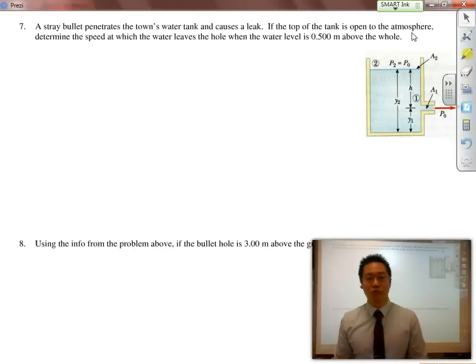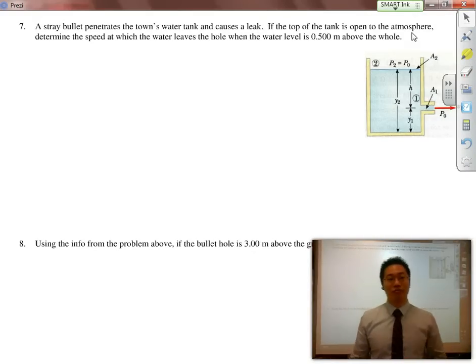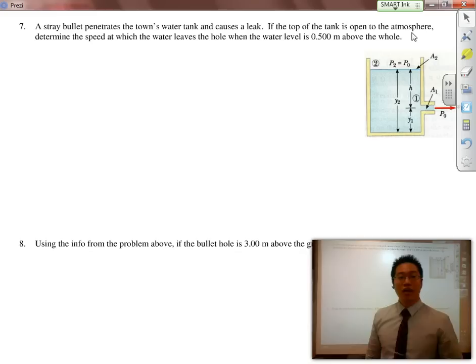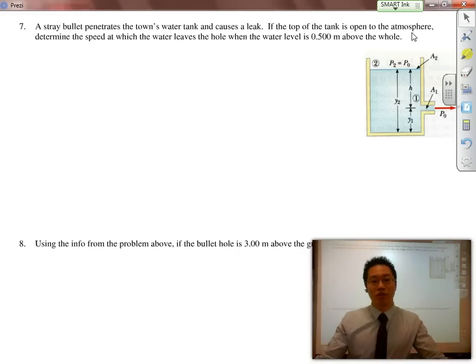So let's do one quick problem with Bernoulli. And we've kind of seen the same diagram from before that I was drawing for you guys. A stray bullet penetrates the town's water tank and causes a leak. If the top of the tank is open to the atmosphere, determine the speed at which the water leaves the hole when the water level is 0.5 meters above the hole. Sorry about the spelling.